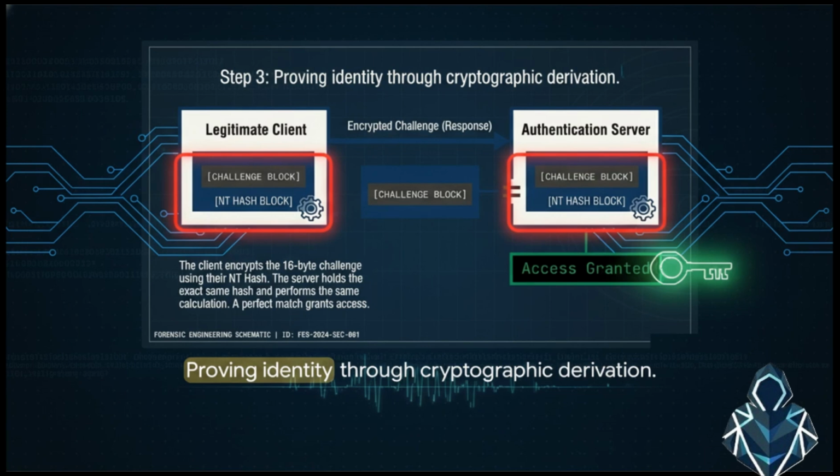Now, the really fascinating part happens in step 3. How exactly does the client solve that puzzle? Well, they take that 16-byte challenge and they encrypt it using their NT hash. They then send that encrypted response right back to the server. Now, because the server also holds that exact same NT hash in its own database, it runs the exact same mathematical calculation. If the server's result perfectly matches the client's result, boom, access granted.